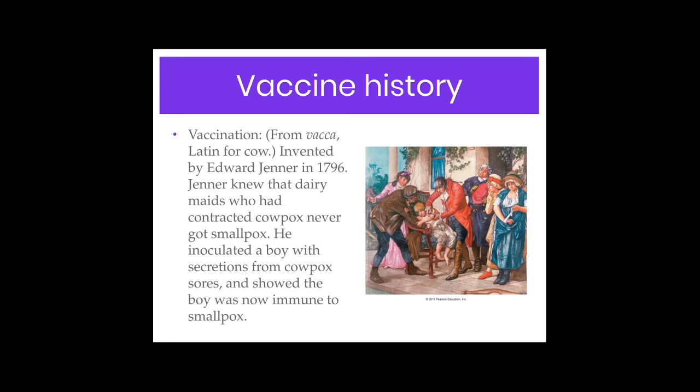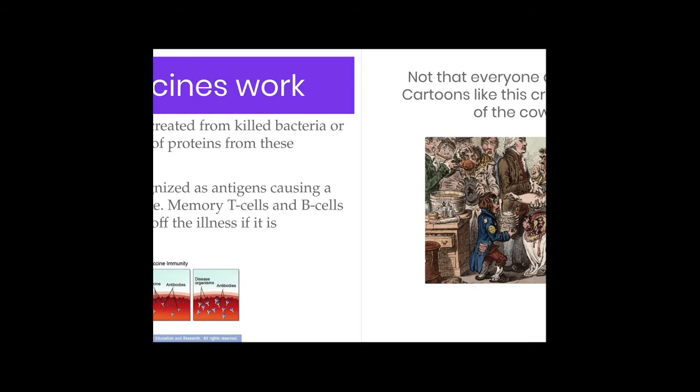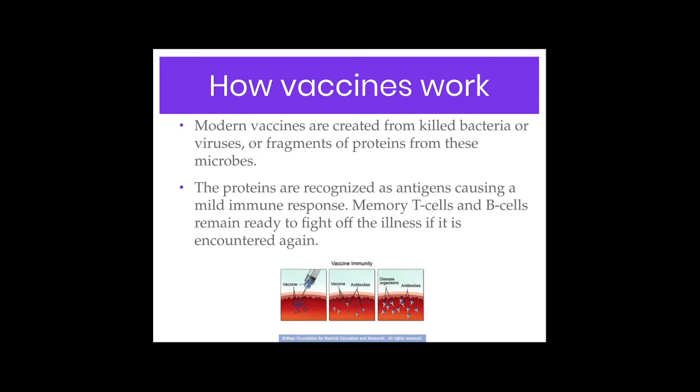So in 1796, Edward Jenner invented another type of vaccination. He knew that dairy maids contracted cowpox but never got smallpox. Cowpox is not as bad as smallpox, so he would purposefully give those people cowpox so that if they came into contact with smallpox, they would now be immune to it. Obviously not everybody accepted these things. If you think about today and how some people do not agree with vaccines, it was the same thing but way worse back when they first came out.